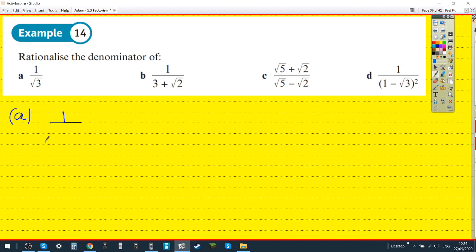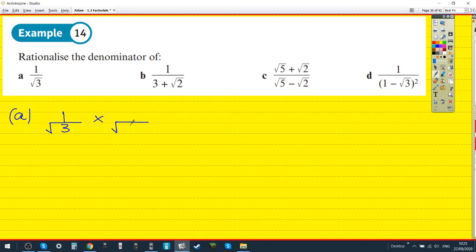What does rationalize the denominator mean? It means make the denominator a rational number, which means make the bottom number not a square root. Oh, okay. There's a trick to it.